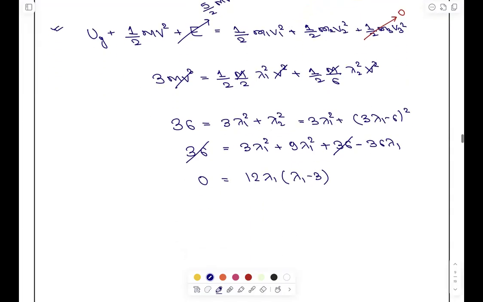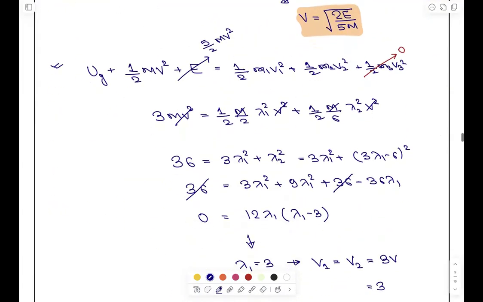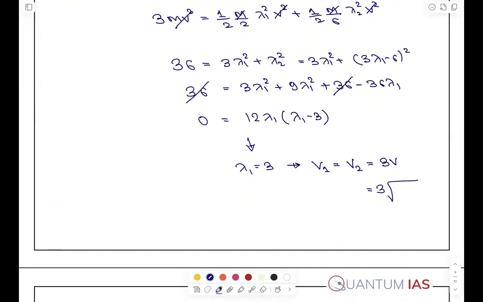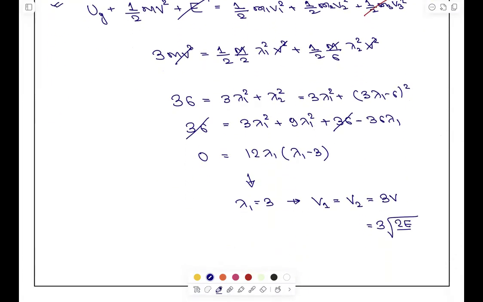You know that lambda 1 cannot be 0. So from here you have only one option: lambda 1 is 3, and that means v1 and v2 are equal to 3v. Now I am writing in magnitude only. You know that v1 and v2 are opposite in sign. And what is 3v here? It is 3 into root under 2E by 5m.